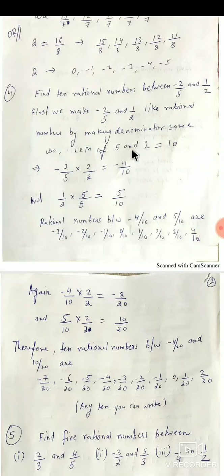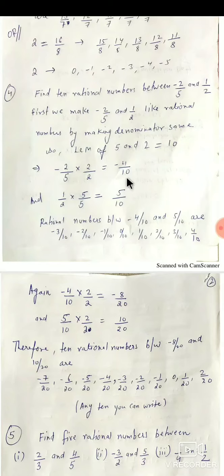We'll take the LCM of 5 and 2. I have taken the LCM of 5 and 2, that is coming 10. So the next step is to make the denominator 10, because then the denominators become the same. Then I can write down the rational numbers between them. Without making the denominator same, I cannot write the rational numbers between them. So I have to make the denominator same.